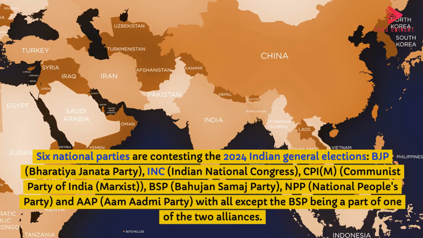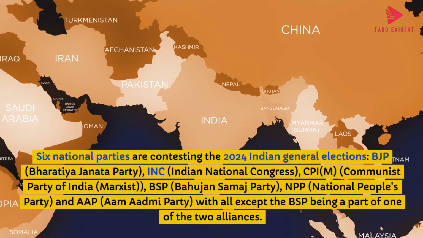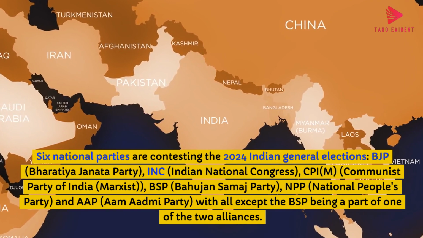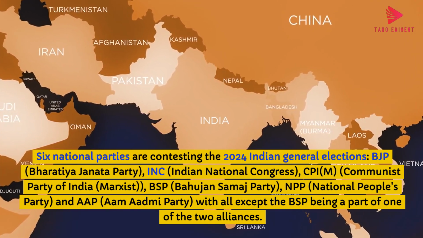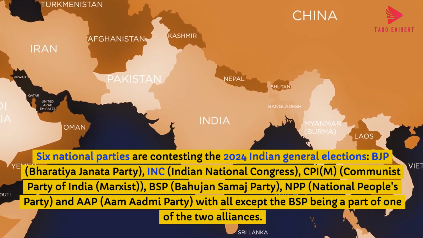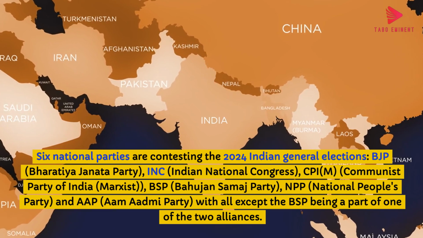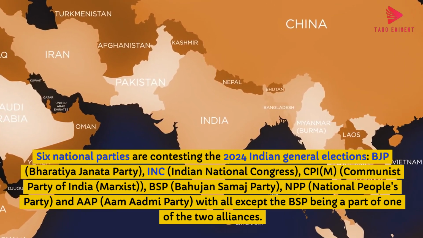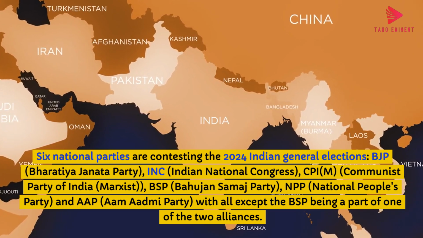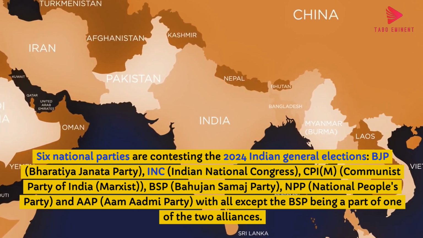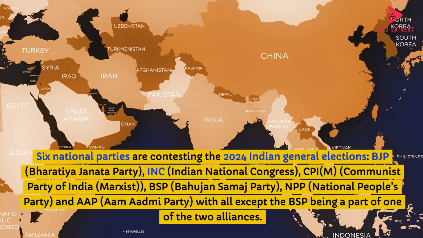6 national parties are contesting the 2024 Indian general elections: BJP, Bharatiya Janata Party, INC, Indian National Congress, CPIM, Communist Party of India, Marxist, BSP, Bahujan Samaj Party, NPP, National People's Party, and AAP, Aam Aadmi Party.